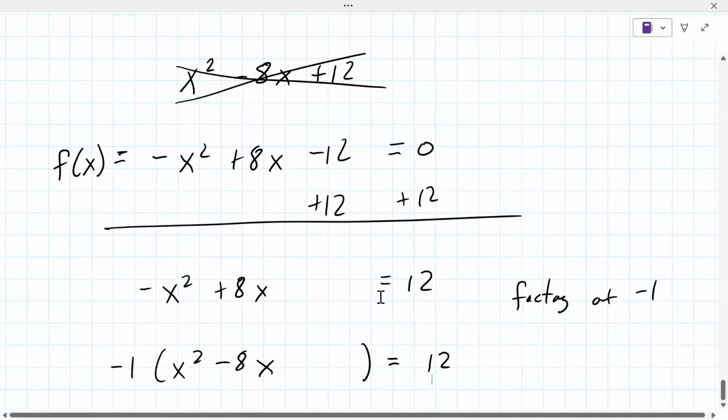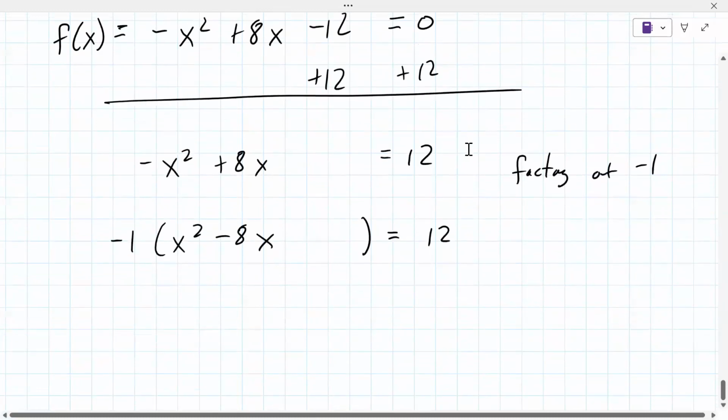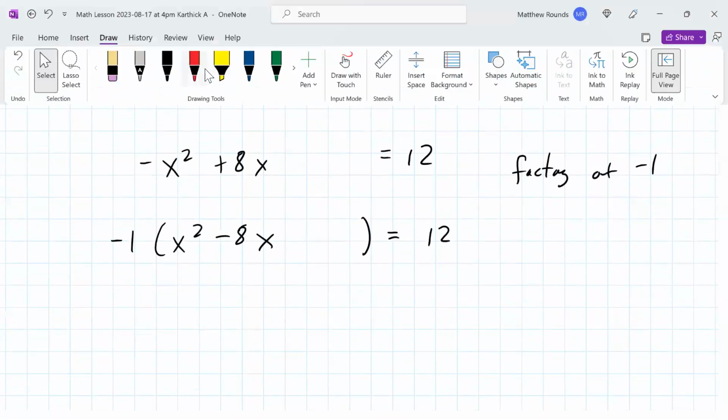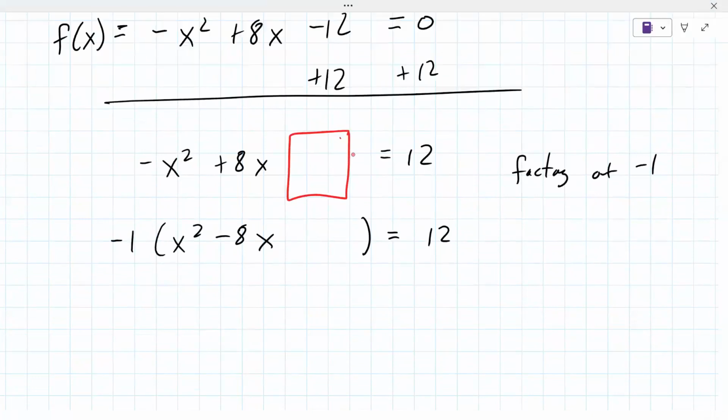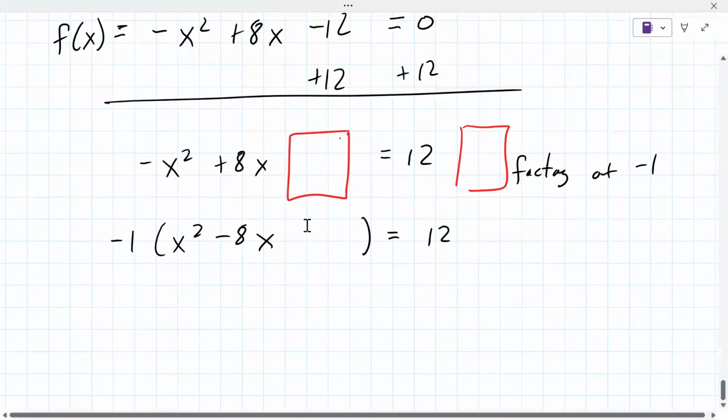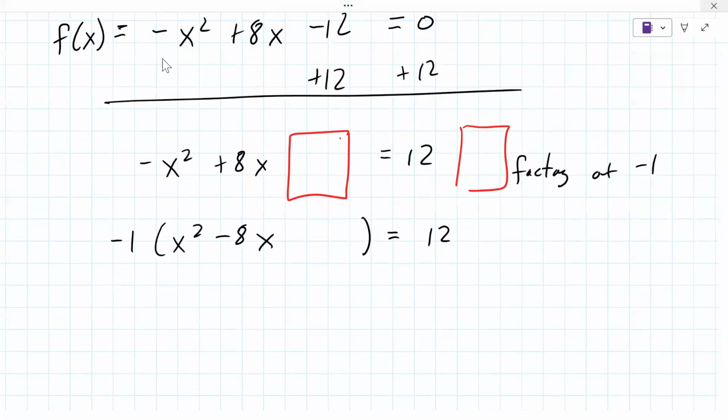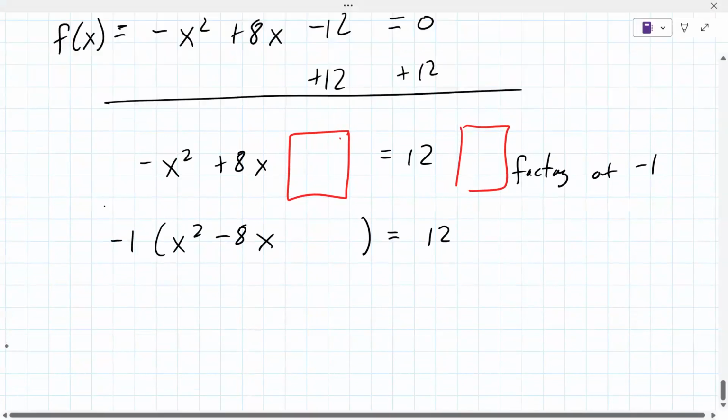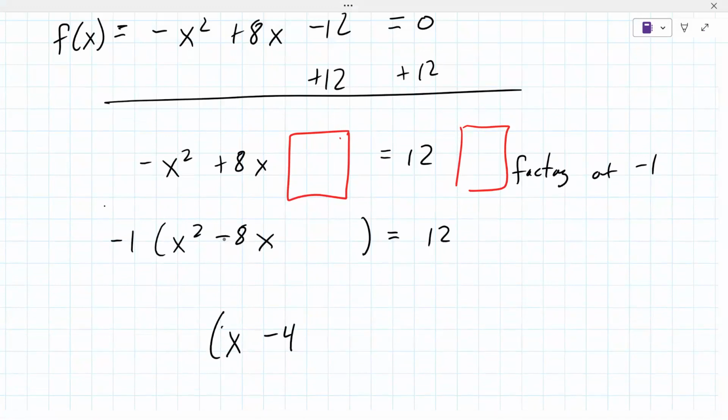Now notice there's a space here and a space here, but they are not the same. Okay, so there is something that goes here and something that goes here, but it is not the same as what goes here. We're going to get to that in a moment. And that's the difference here between these. All right, so the next part here is you take half of this number 8, put it there. All right. And then the number that goes here is negative 4 squared, which is 16.